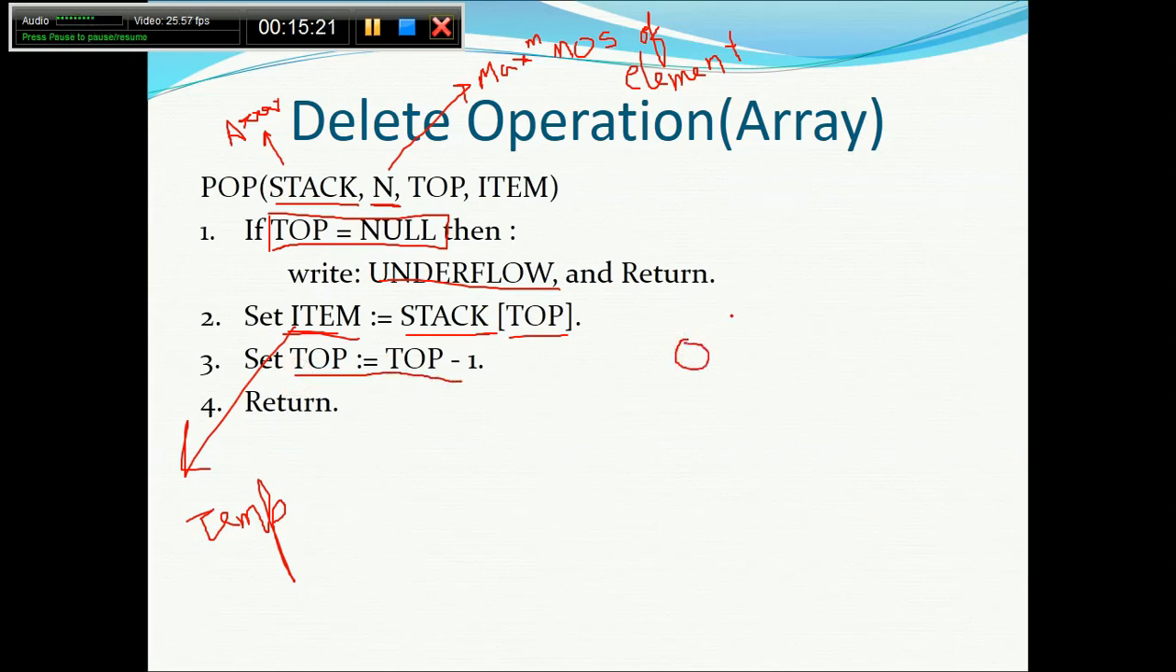The complexity would be order of 1 in any case, obviously the worst case. These are the two steps that contribute to just a constant amount of time complexity. The complexity would be order of 1 in the worst case.